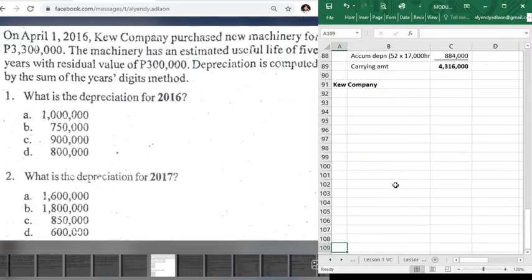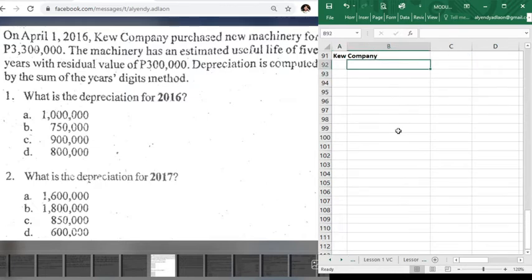On April 1, 2016, Q Company purchased new machinery for 3,300,000 pesos. The machinery has an estimated useful life of 5 years with residual value of 300,000 pesos. Depreciation is computed by the sum of the year's digits method. Okay, so what is the sum of the year's digits method?